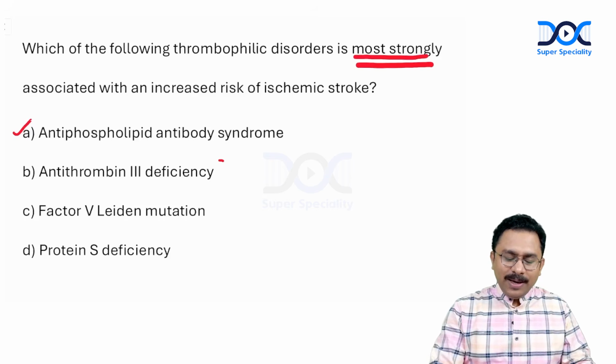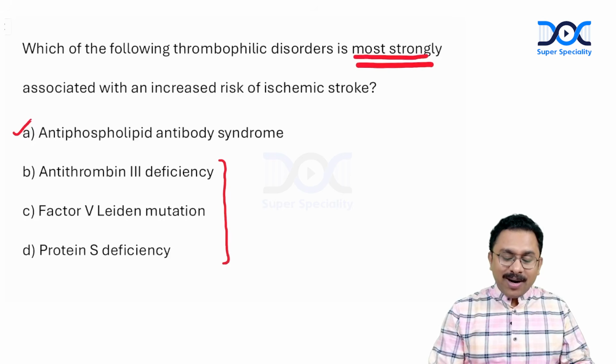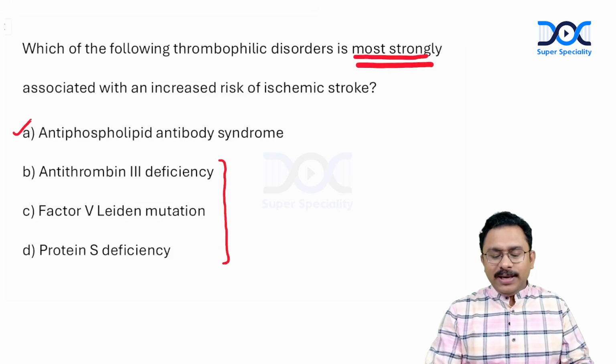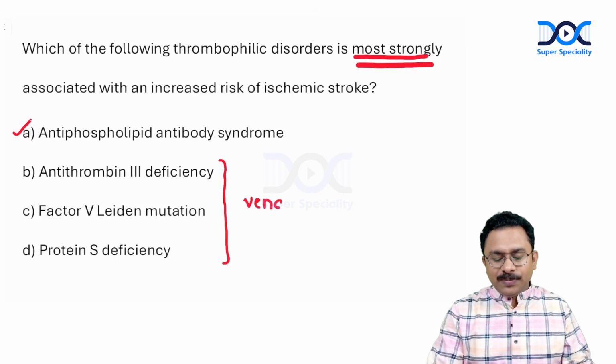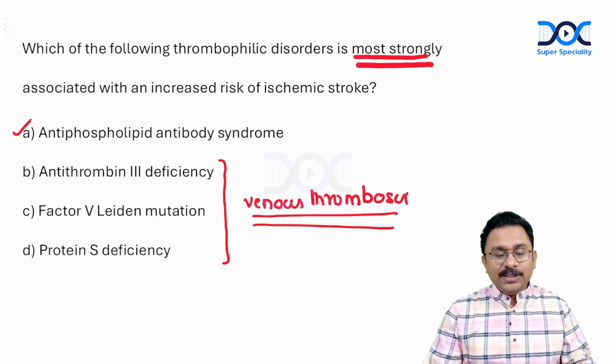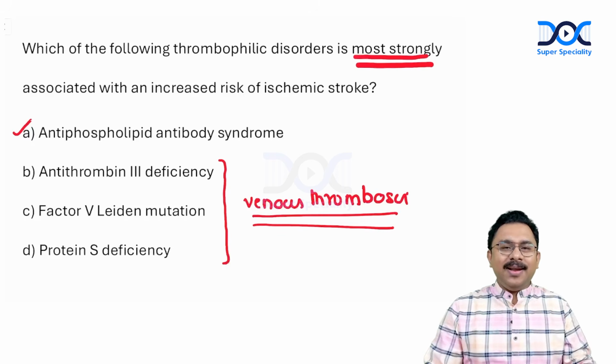The remaining three options do confer an increased risk of thrombosis, but mostly it is venous thrombosis, predisposing to cerebral venous thrombosis. Whereas antiphospholipid antibody syndrome can predispose to both arterial and venous thrombosis. For this question, the answer is going to be option A.